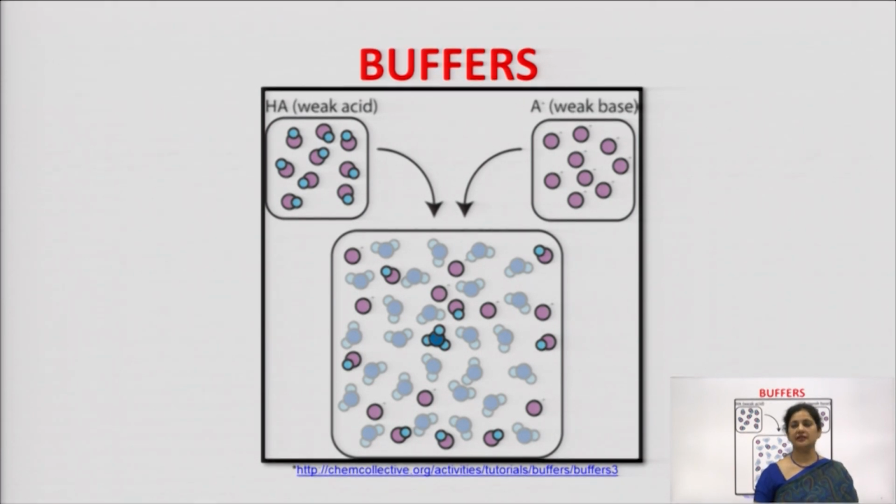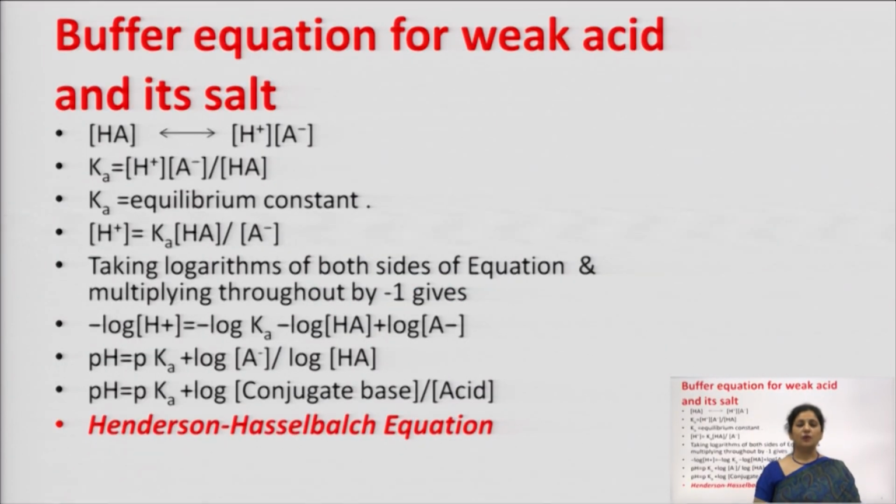This is a diagrammatic view of how a buffer plays its role. We did earlier that buffers are the substances which resist the change in the pH. Now let us see how they work. We also concluded that a weak acid and its salt form a buffer. So we are going to take one example and derive the buffer equation for the same.